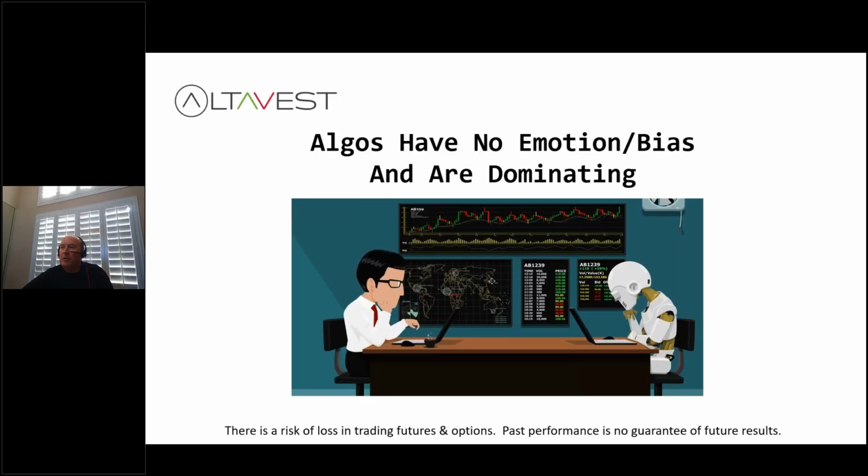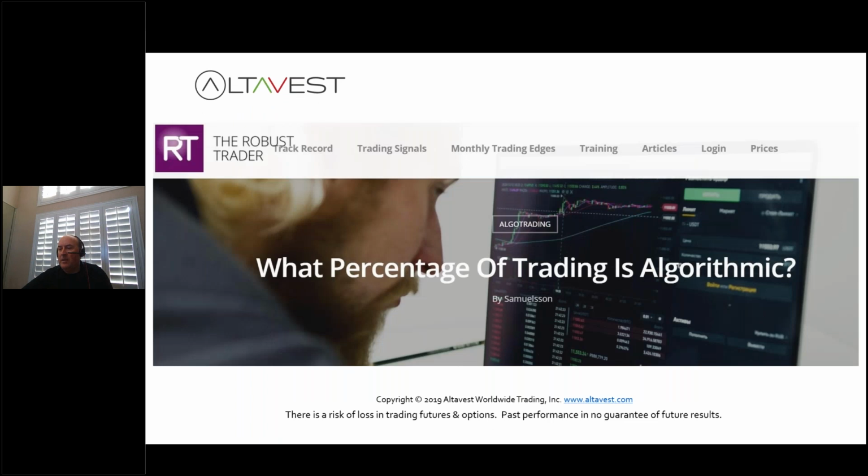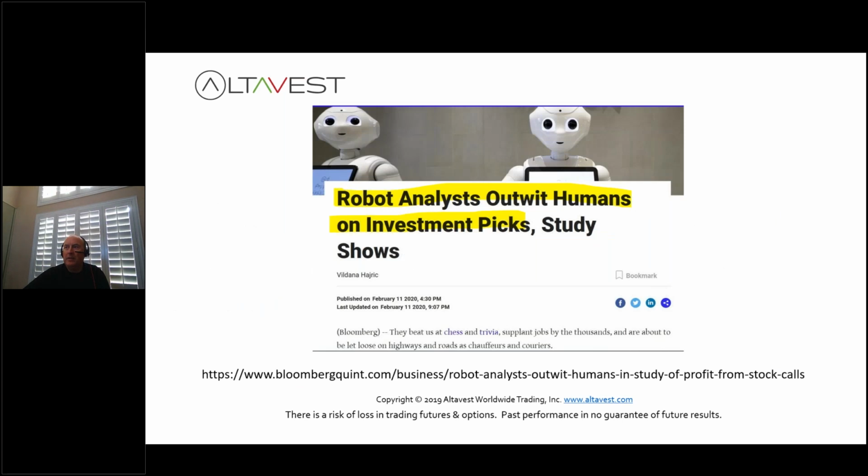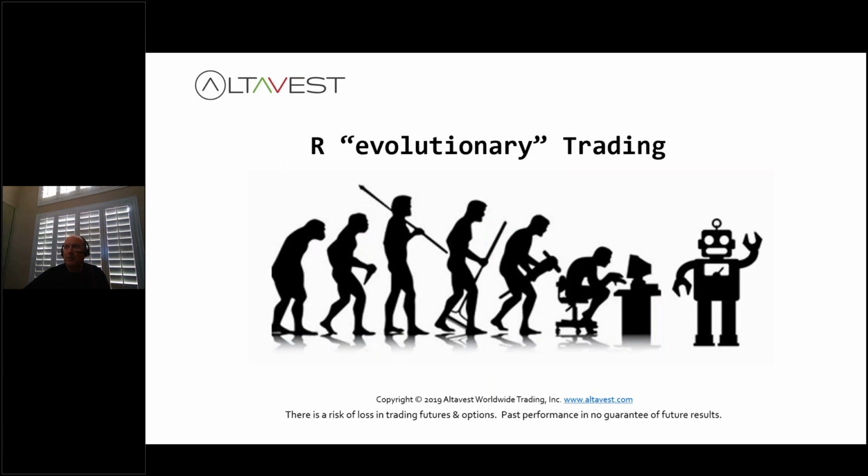So with that said, remember, algo trading is dominating the landscape, non-emotional trading, but how much is really dominating, or what percentage of the market is algo trading? Well, here's a quote: 90% of US equity trading volume, according to JP Morgan, is algo trading or systematic trading, or let's call it machine driven. So robots are outwitting humans on their investment picks. That's no surprise, according to Bloomberg. That's what we call revolutionary trading.